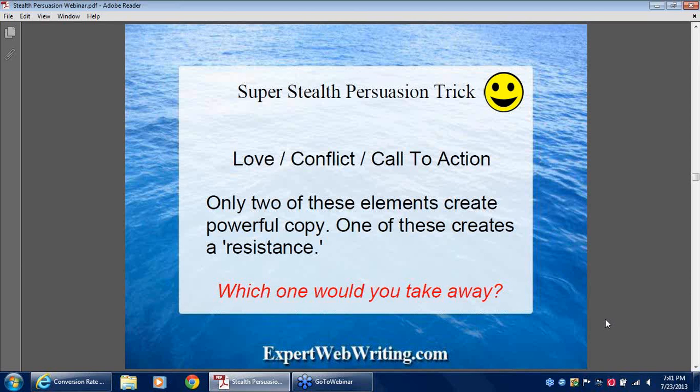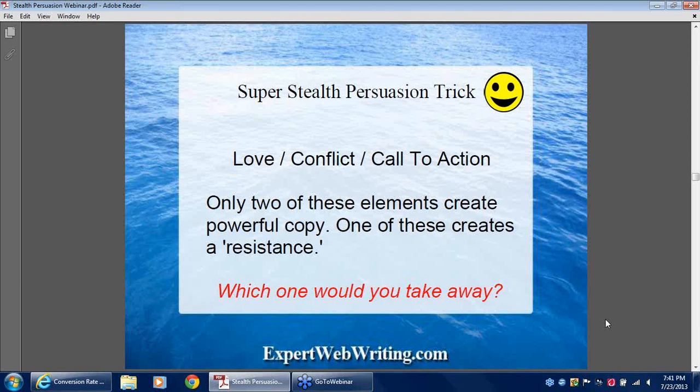Okay, I'm going to ask you guys right now, which one of these do you think you would take away that creates a sales resistance? Is it love? Is it conflict? Or is it a call to action that creates a sales resistance? Go ahead and put it in the chat box. I'd like to see what you guys think about this.